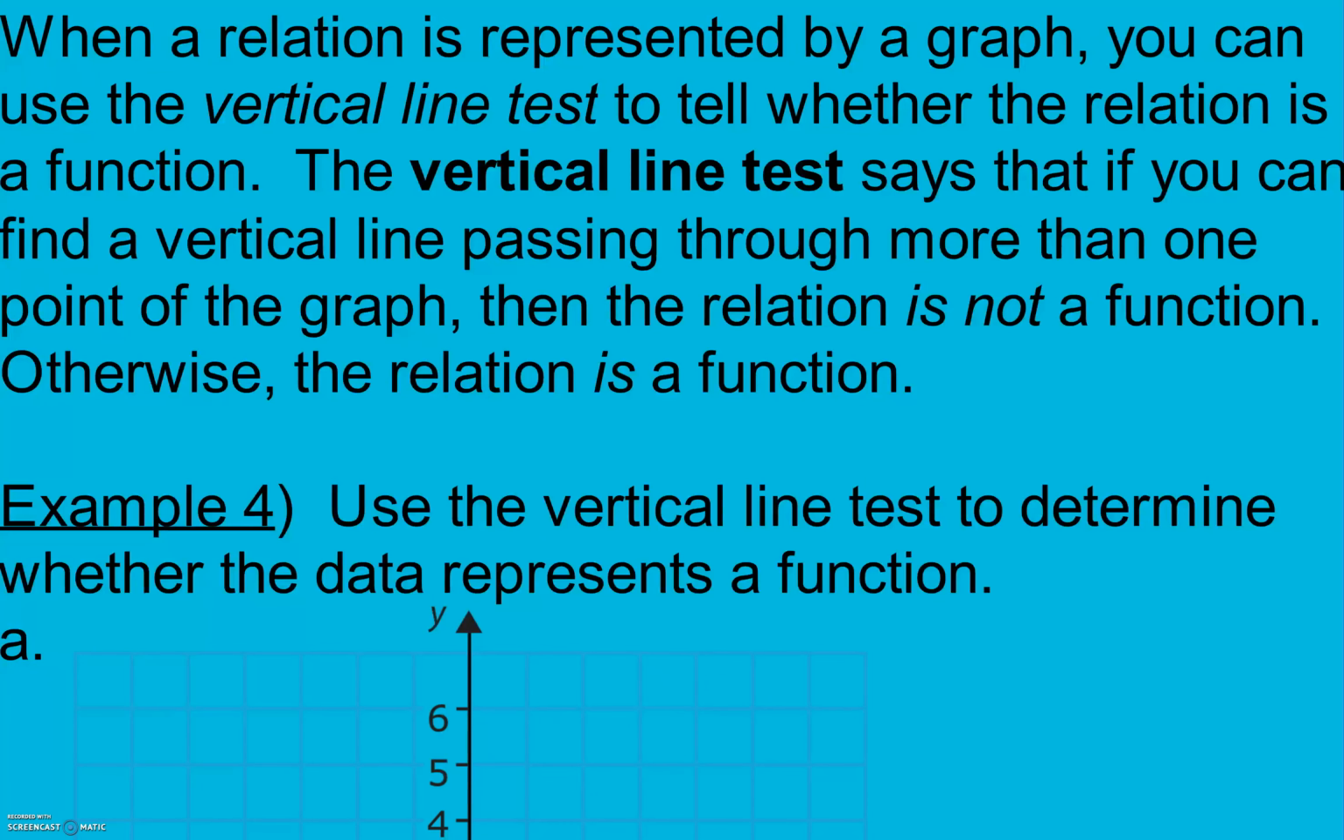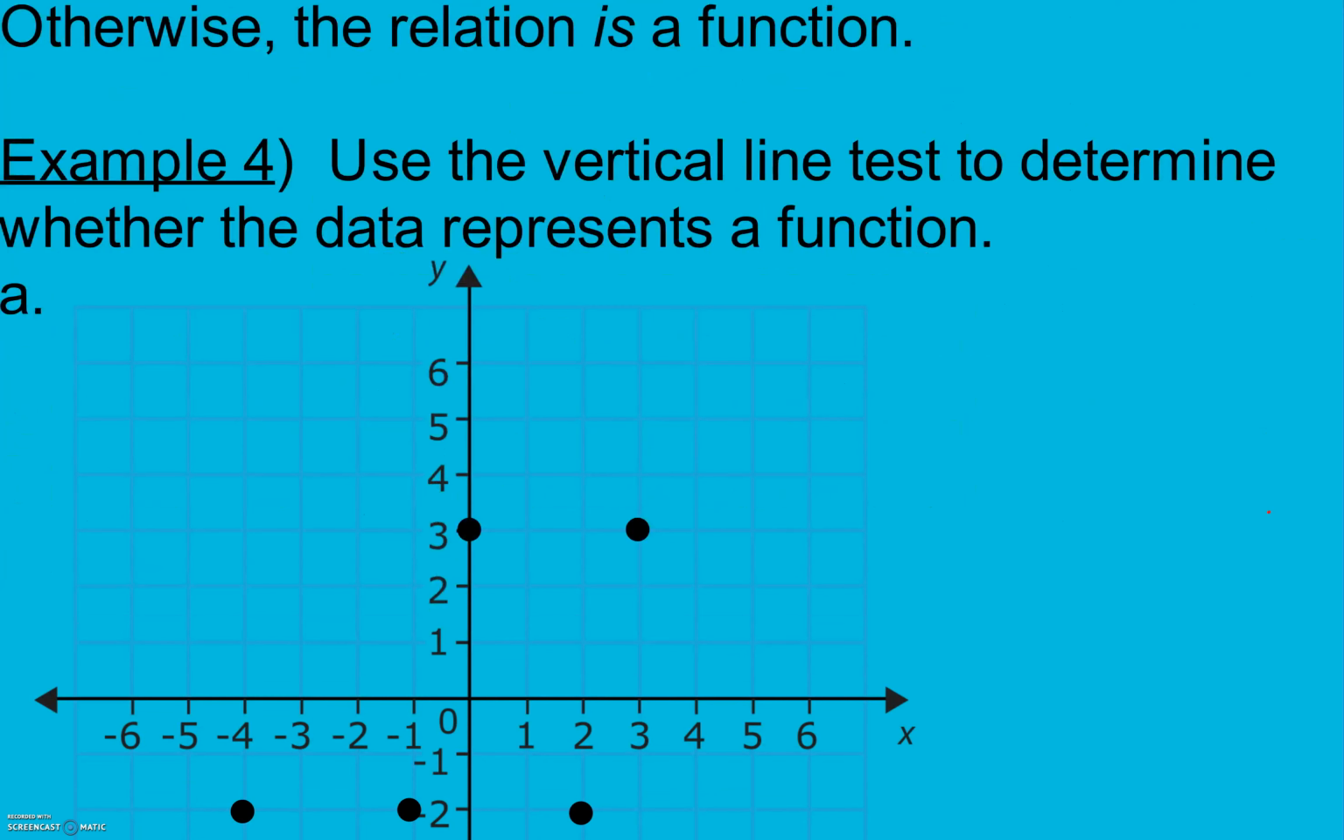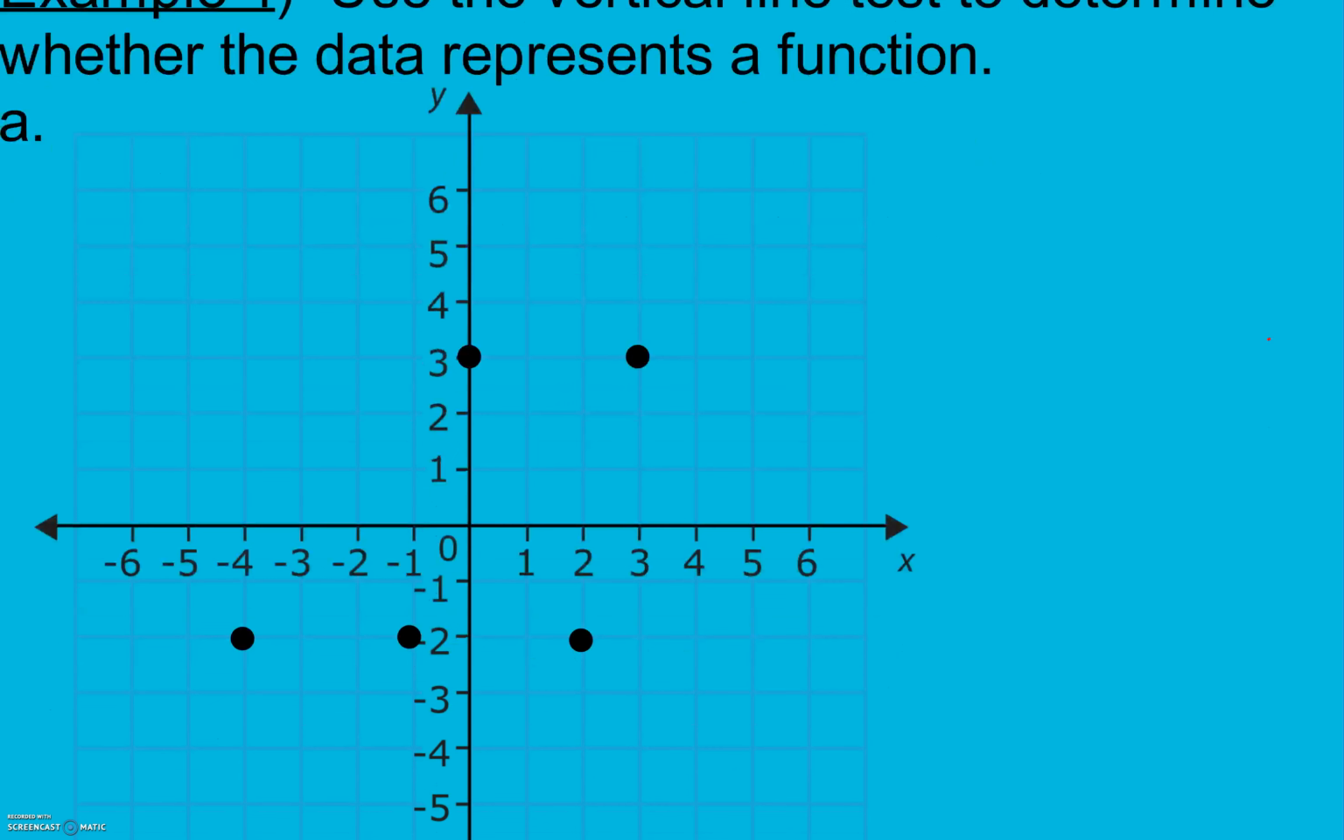When a relation is represented by a graph, we can use the vertical line test to tell whether the relation is a function. The vertical line test says that if we can find a vertical line passing through more than one point on the graph, then the relation is not a function. Otherwise, it is a function. So in example 4, we're going to use the vertical line test to determine whether the data represents a function.